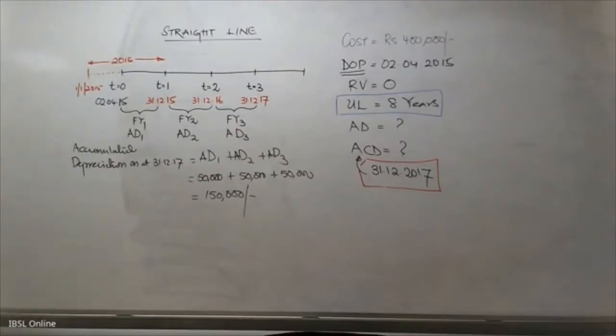Because this needs to be understood thoroughly. Sir, I have a question. Yes. Now the financial year is from 1st Jan to 31st December. In this case, now the asset was purchased on 2nd April. Okay. So not in between.